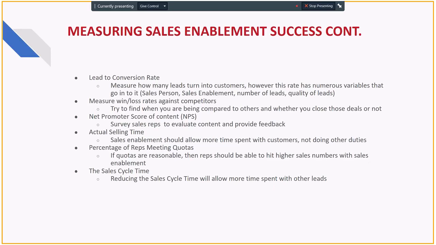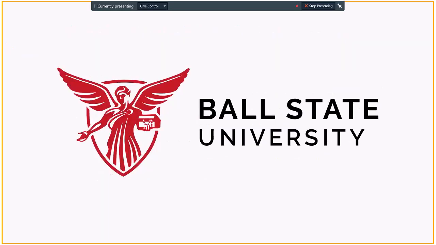I can also take a look at how many of my reps are meeting their quotas. And if they are not meeting their quotas, has it got anything to do with why they are not using their sales enablement tools? And of course, the last is that if I can reduce my sales cycle time because I'm using better sales enablement tools, then that's a very, very good measure of what is happening in terms of sales enablement. So this is in a nutshell what sales enablement is, what are the different components of it, and of course, how do you measure the success of it as well.